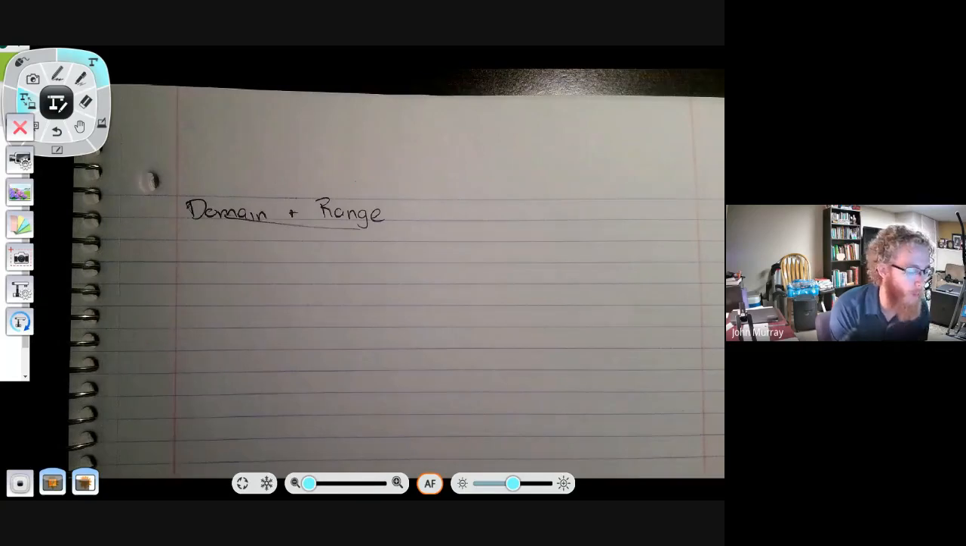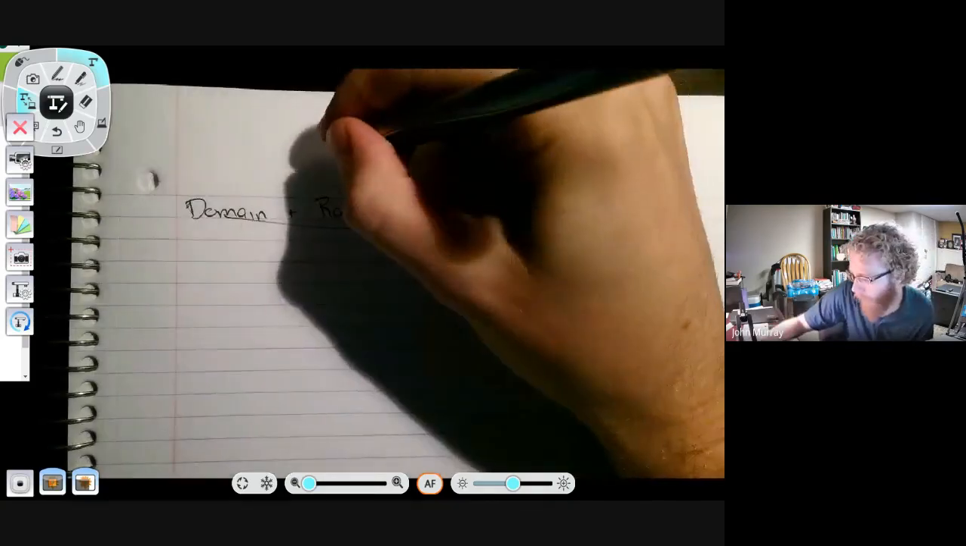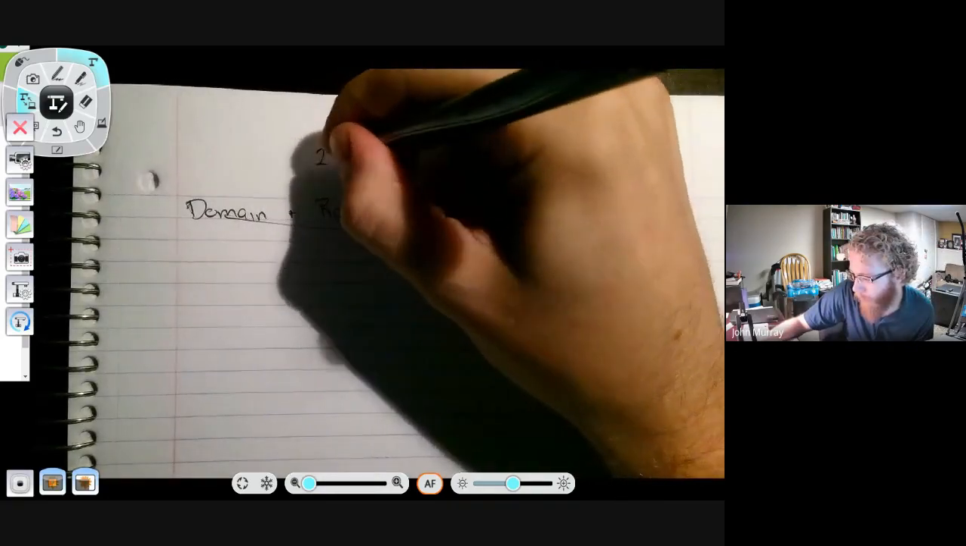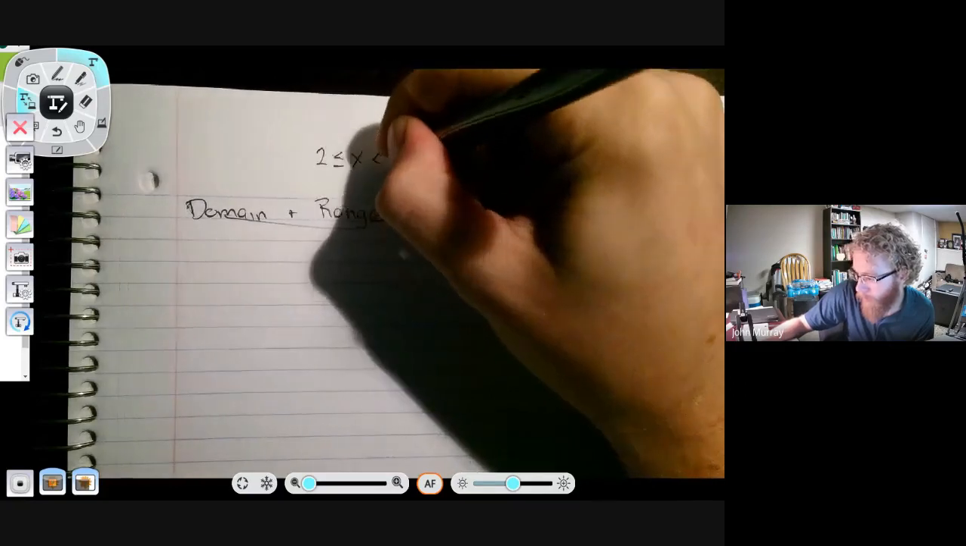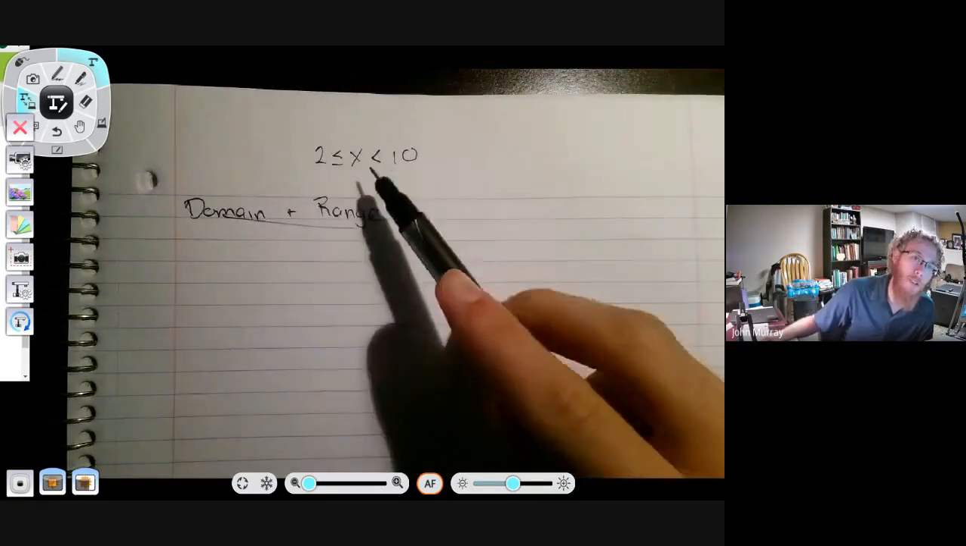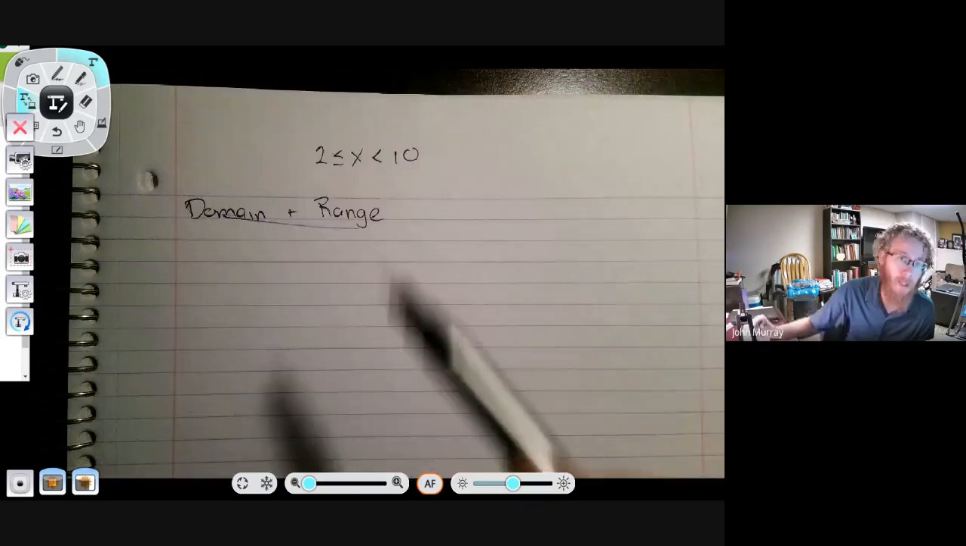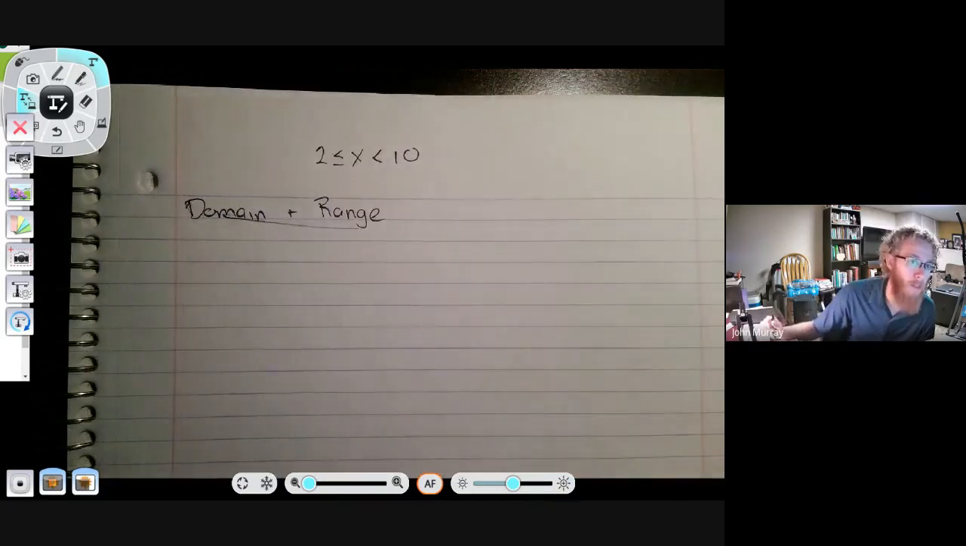If you're looking at x squared, but for numbers greater than 0, for x greater than 0, that's telling you what the domain is. If you see something like x is between 2 and 10, they tell you what your domain is.